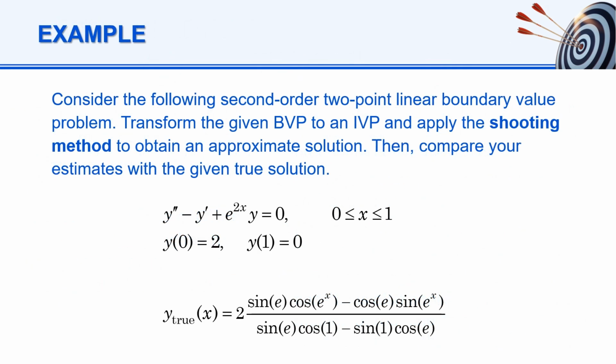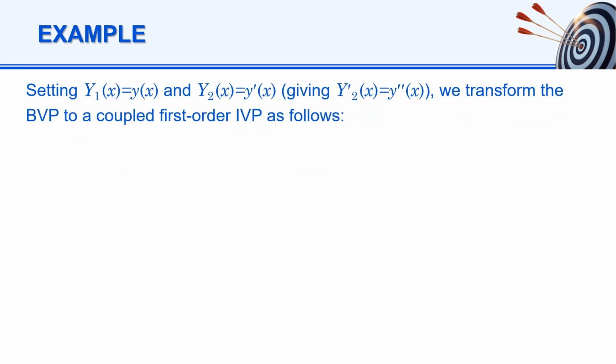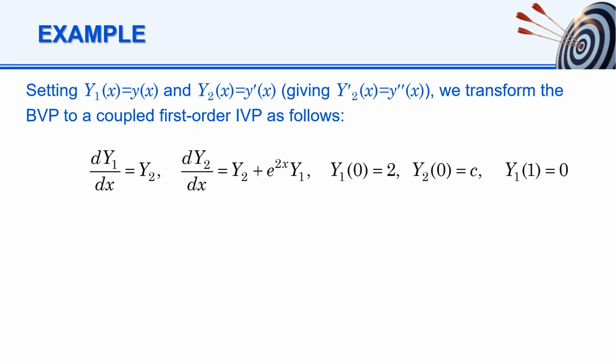Let us consider the following second-order two-point linear boundary value problem. We want to transform the given boundary value problem to an initial value problem and apply the shooting method to obtain an approximate solution. Then, we will compare our estimates with the given true solution. Setting Y1 equals y and Y2 equals y prime, giving Y2 prime equals y double prime, we transform the boundary value problem to a coupled first-order initial value problem as follows.